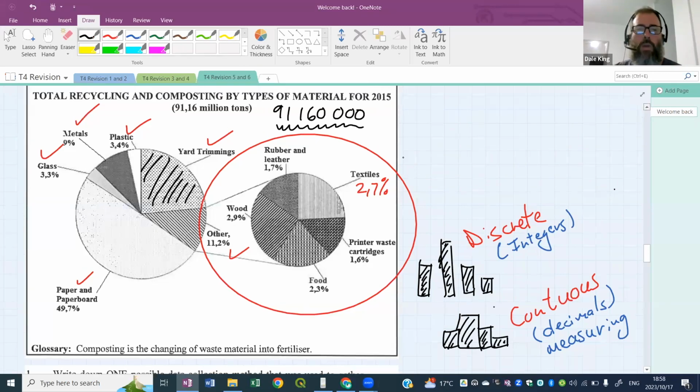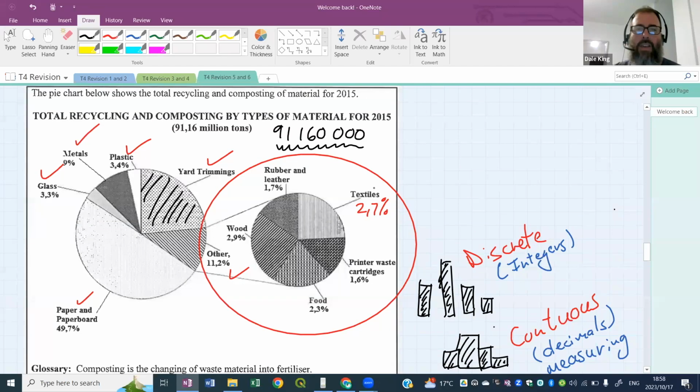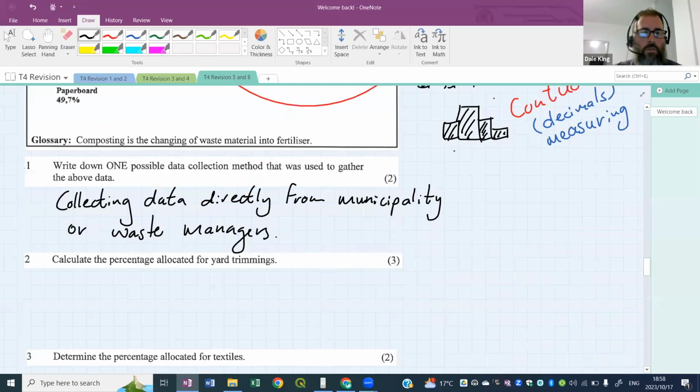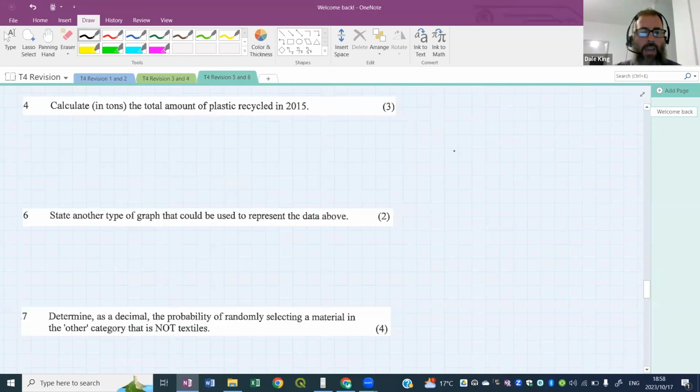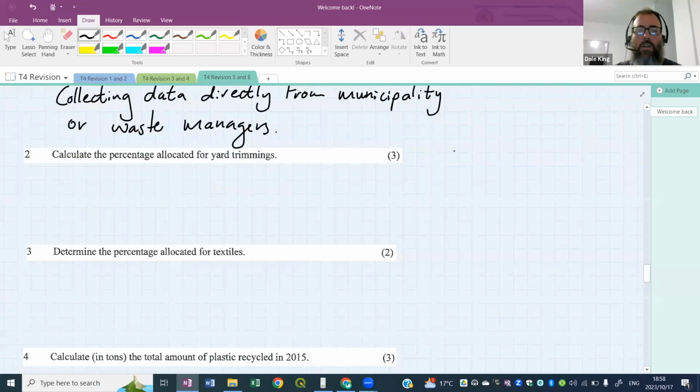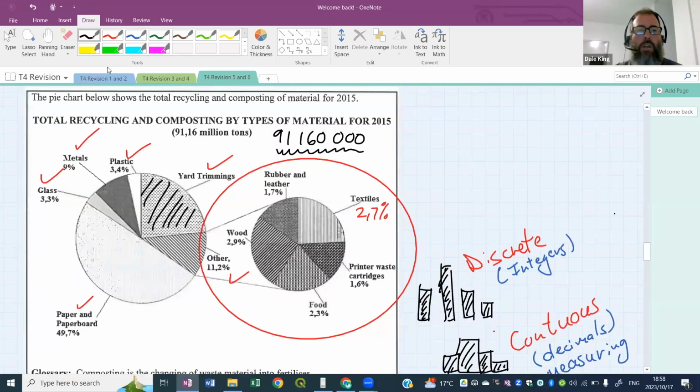What's the chance if you pick one of these other materials in the other category, what's the chance that you'll pick not textiles? Now, let me just go down to the question again. It says, determine as a decimal the probability of randomly selecting a material. So we're picking materials here, not weights. We're picking a material that is not textile.